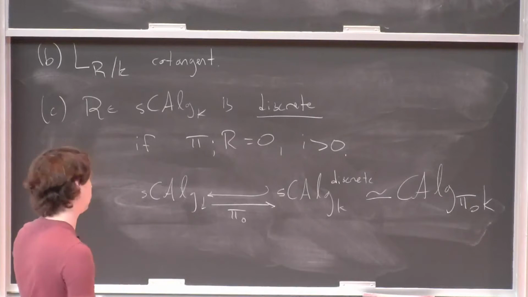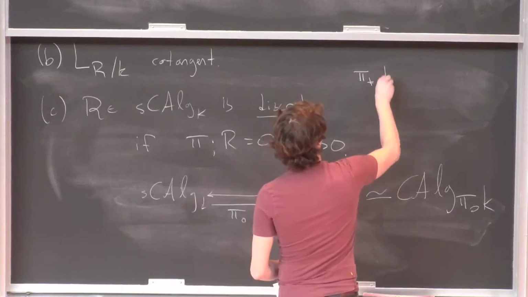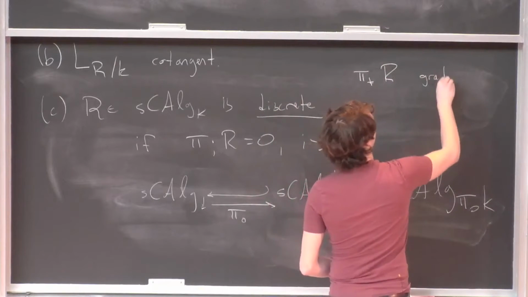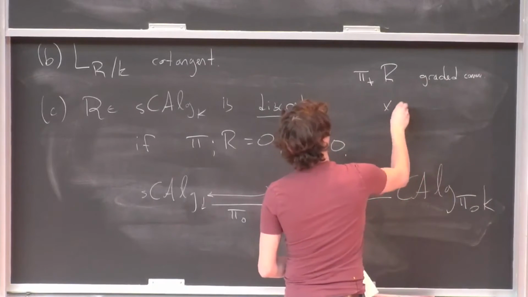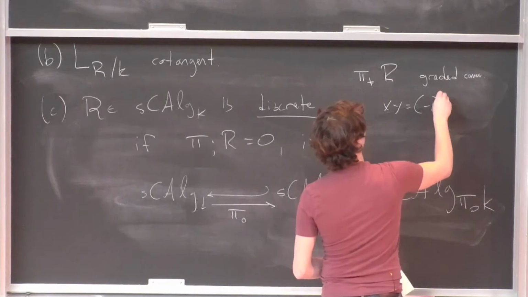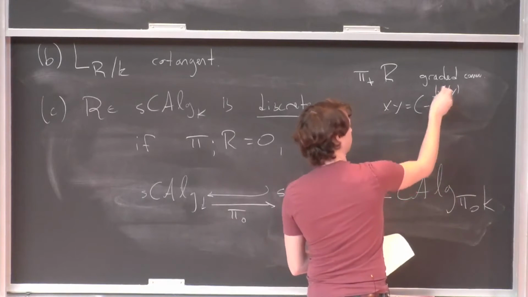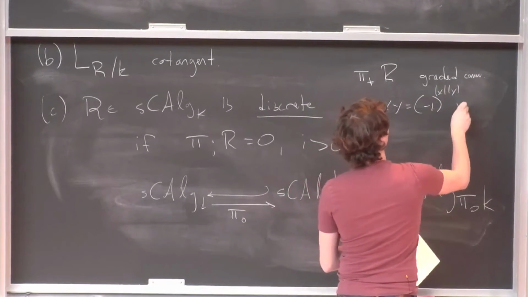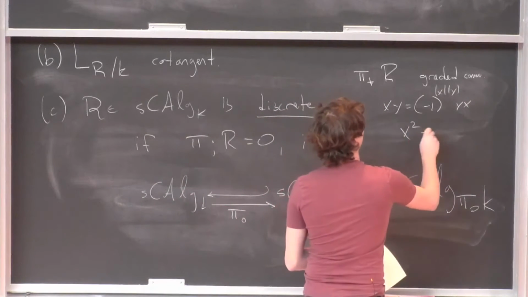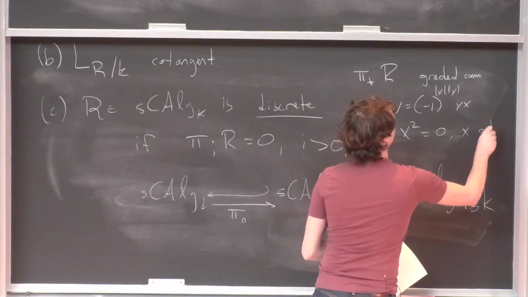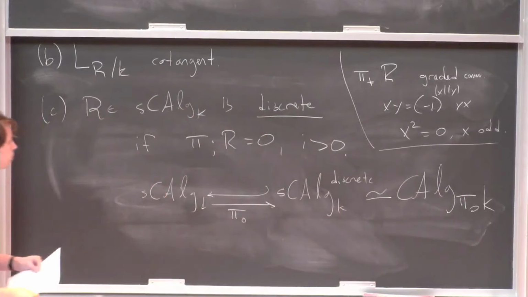Exactly. That's exactly all they are. And it turns out, let me just remind you that pi star R was a graded ring, a graded commutative ring, where we have this kind of rule for commutativity. If x and y have degrees given by x and y, then this is true. And then furthermore, odd degree elements square to 0. Okay, so this is the structure that we get on those homotopy groups.